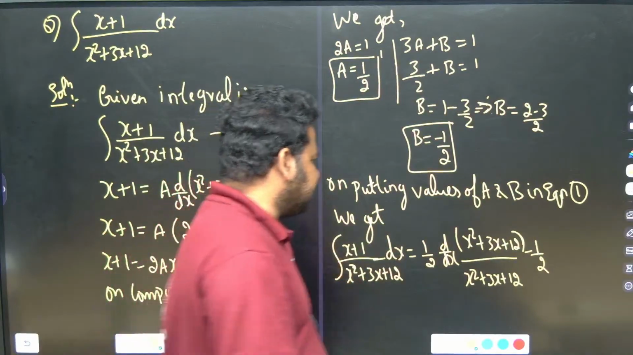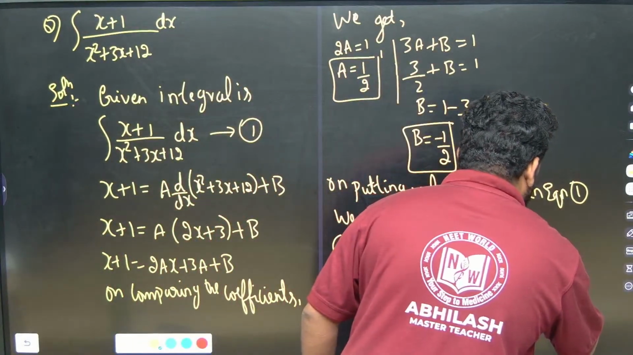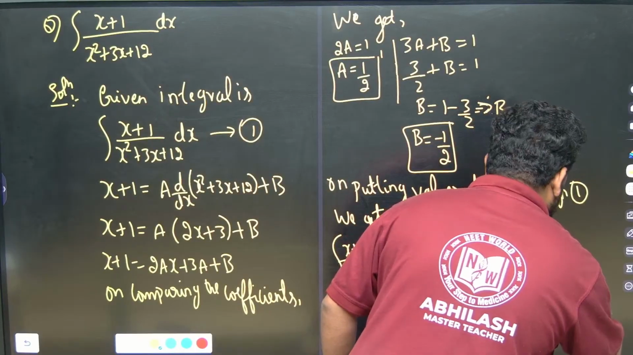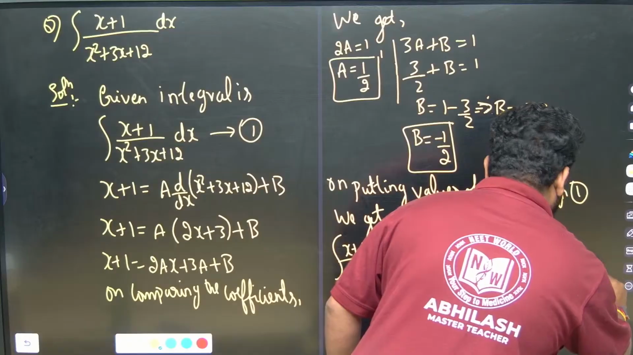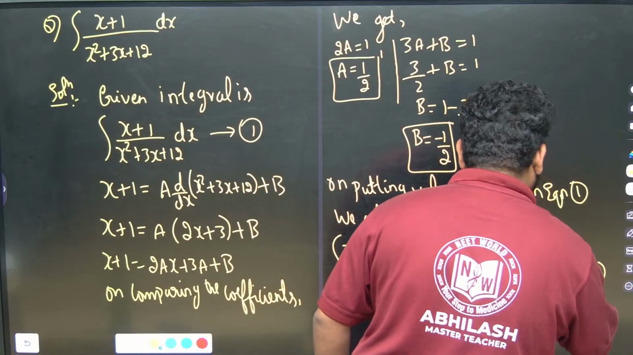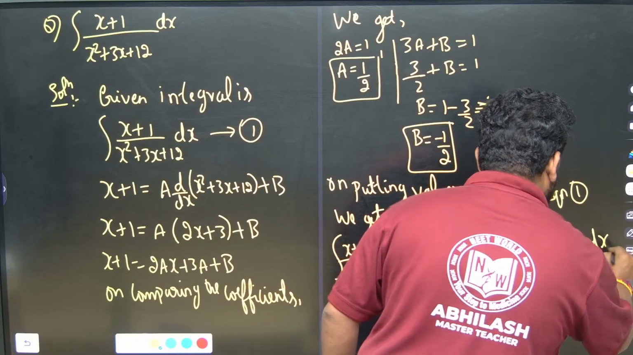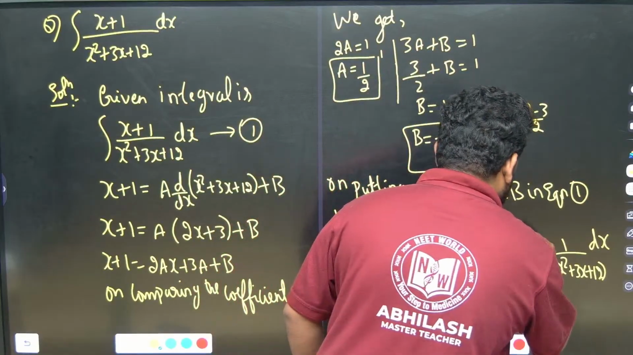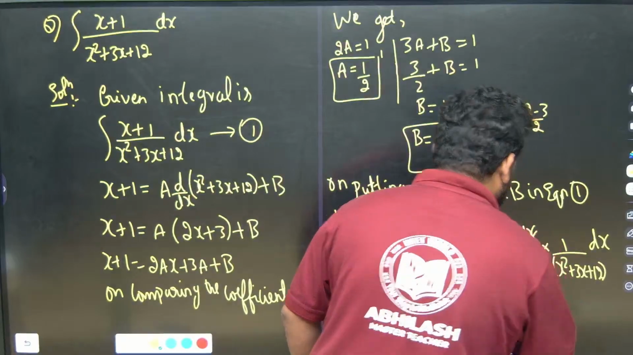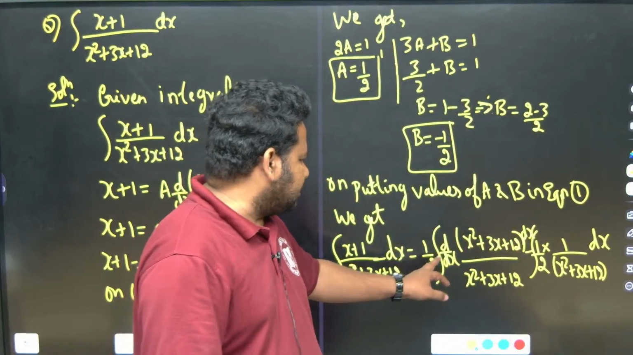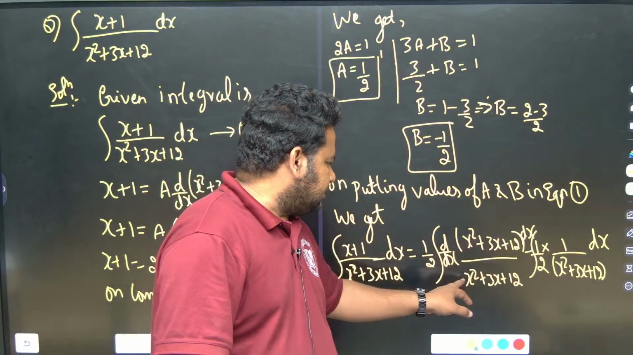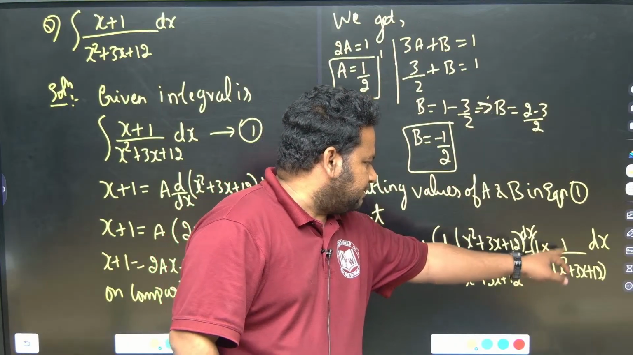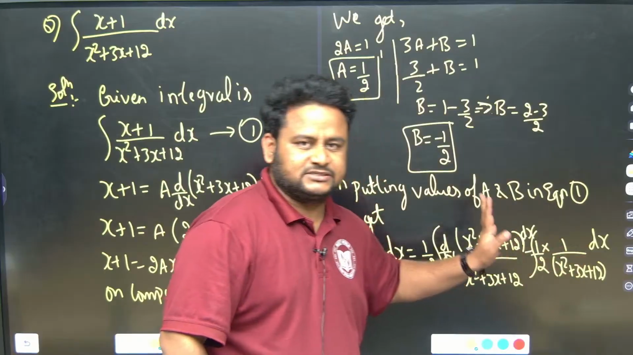If I separate and divide it, I will have minus 1 by 2 into 1 by x square plus 3x plus 12, with the integral and dx written. This is 1 by 2 integral of d by dx of x square plus 3x plus 12 by x square plus 3x plus 12 dx, minus 1 by 2 integral of 1 by x square plus 3x plus 12 dx. This is what we have.